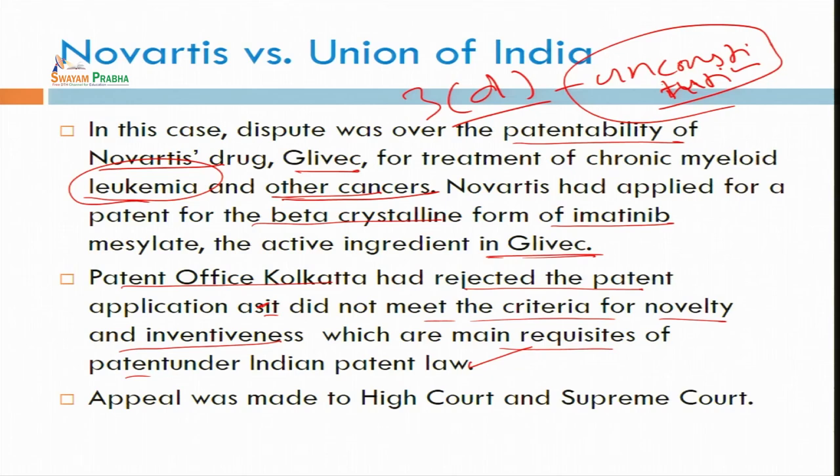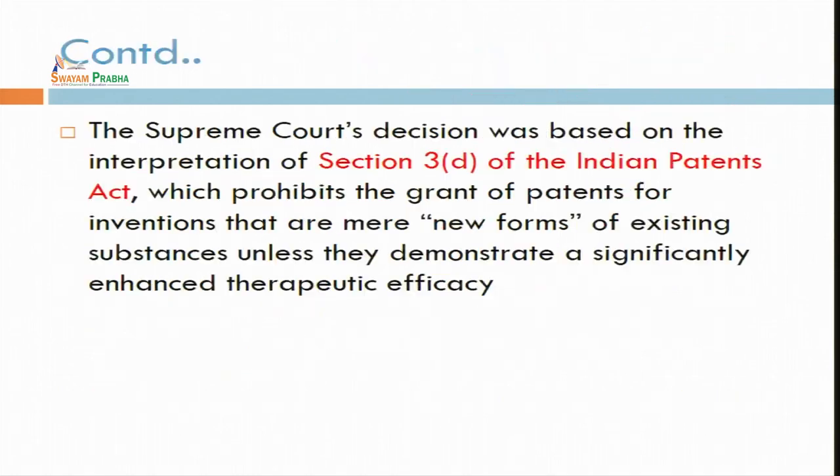unconstitutional, but it is constitutional and legal. If you are giving a different use of the same thing, or if you are creating a new thing by a similar ingredient, that does not amount to a patent. So, a very good judgment was given by the Supreme Court of India and the Kolkata patent office also. The Supreme Court decision was based on the interpretation of Section 3D of the Indian Patent Act, which prohibits the grant of patents for inventions that are just a new form of existing substance. So, we have already discussed, if you are making just either a new use or a new form of existing substances, that does not amount to a patent.